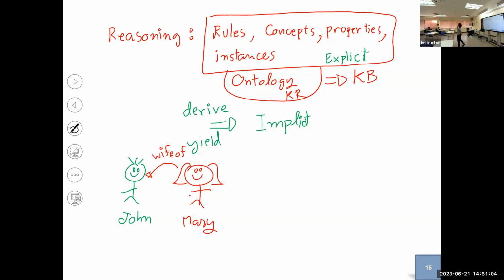What implicit knowledge can you infer? Pardon? They are married. Yes. I tell you only one thing, right? You are telling me something else that I have not explicitly defined. Anything else?